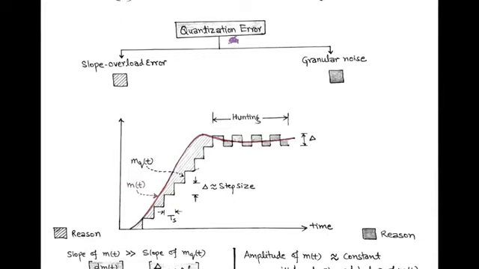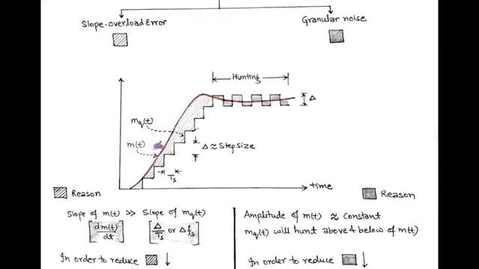Hello friends, in our last video lecture we discussed delta modulation transmitter and receiver, and we discussed that in DM there are two types of quantization error. First is called slope overload error and second is called granular noise. So we discuss both quantization errors individually.